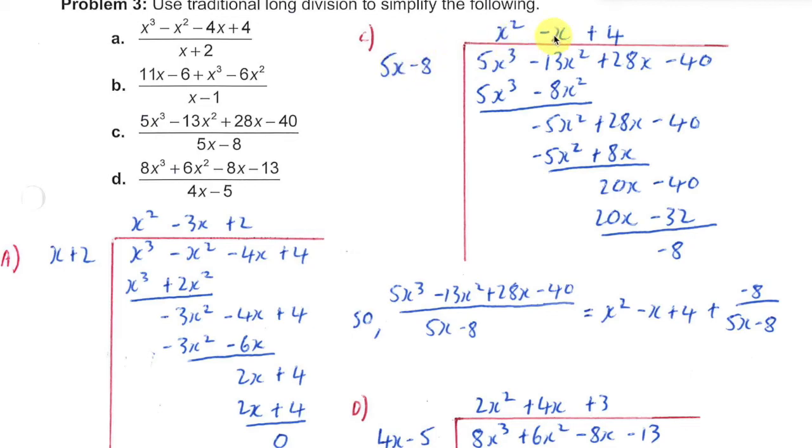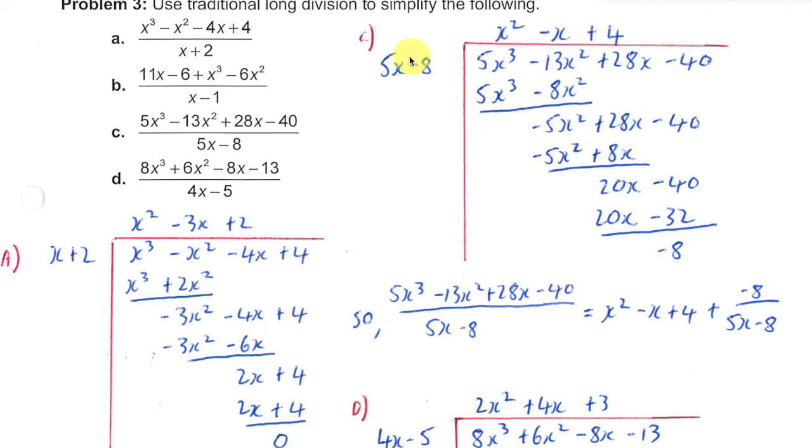5x times negative x, negative 5x squared. Negative 8 times negative x is going to be positive 8x. Again, we do our subtraction, they will go. 28x take away 8x is 20x. Negative 40 take away 0 is negative 40. I'm now looking at this line. What do I need to multiply 5x by to achieve 20x? And the result for that is 4.